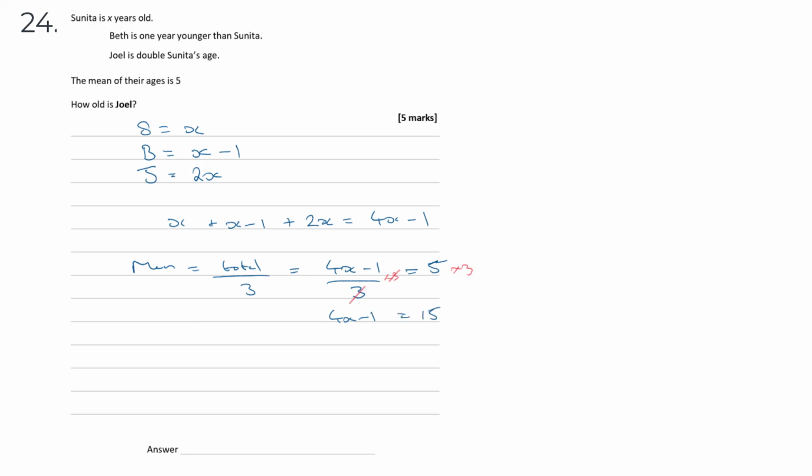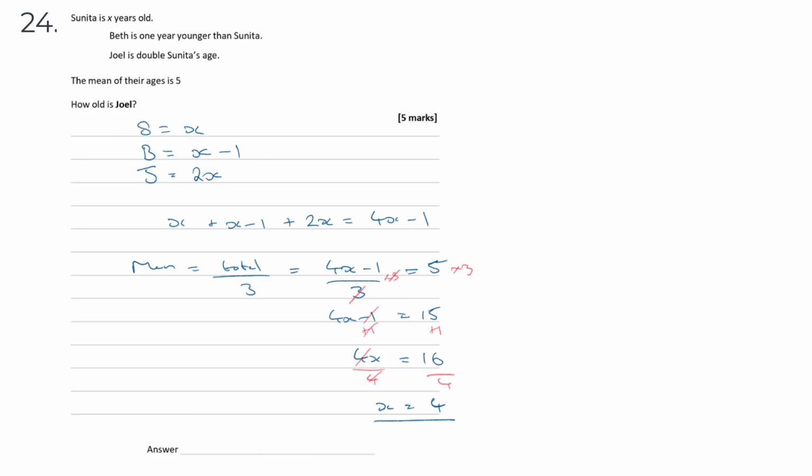Okay, adding 1 to both sides. That's going to give me 4x is equal to 16, and then dividing both sides through by 4, that's going to leave me with x is equal to 4 then. So that's my solution. X is 4. Is it? No, it's not.